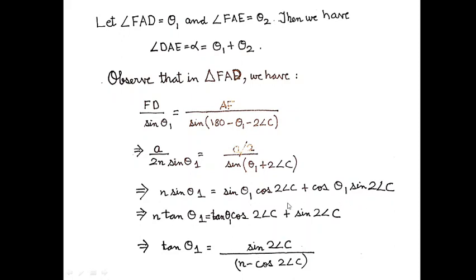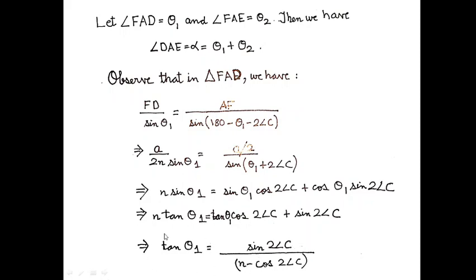Now dividing the whole equation by sin cos theta 1, you will get n tan theta 1 equals tan theta 1 plus tan theta 1 multiplied by cos 2 angle C plus sin 2 angle C. Now from this equation you get tan theta 1 to be sin 2 angle C by n minus cos 2 angle C.